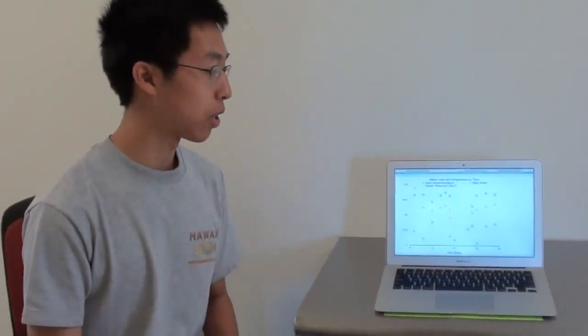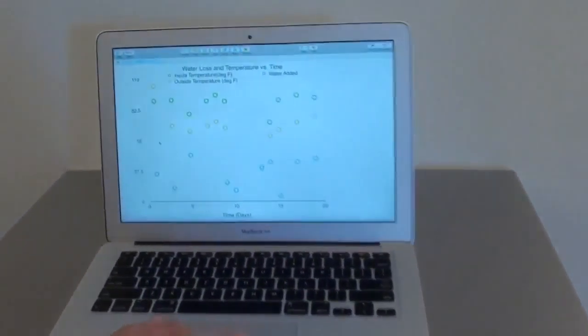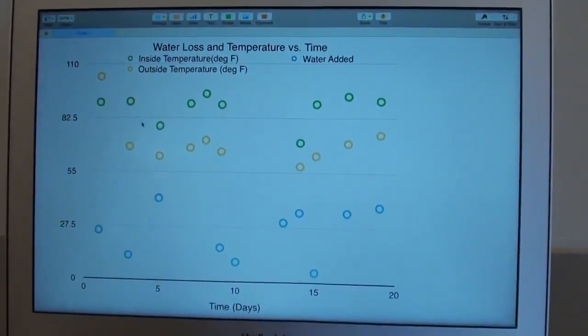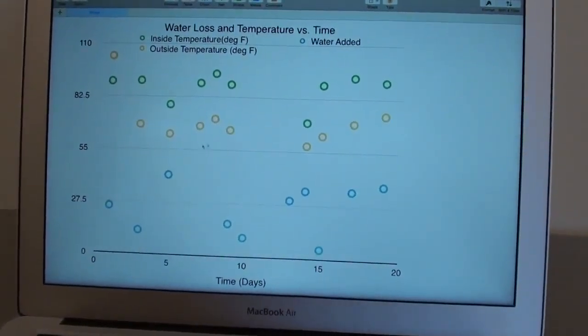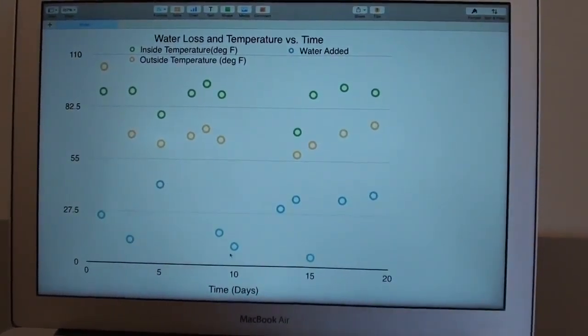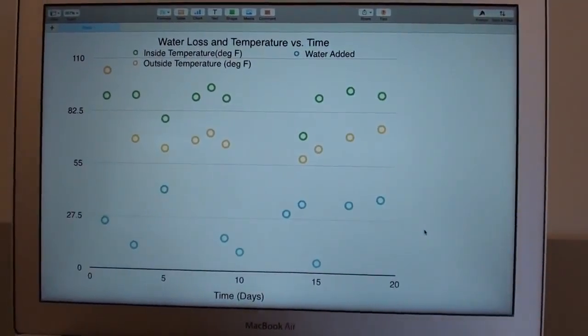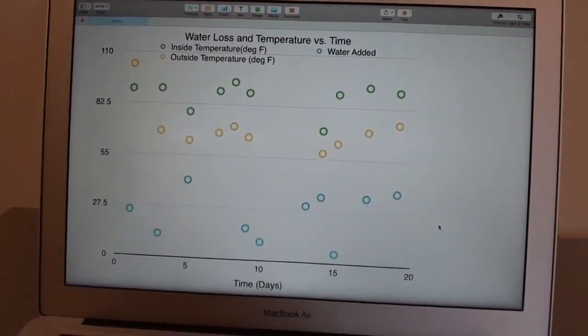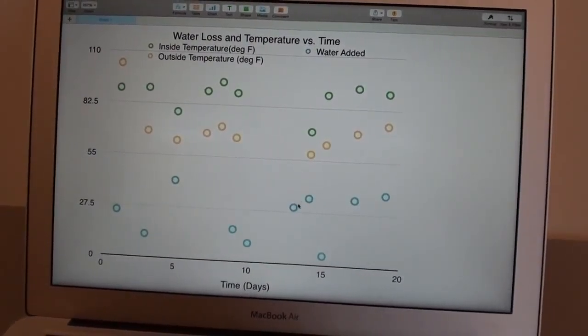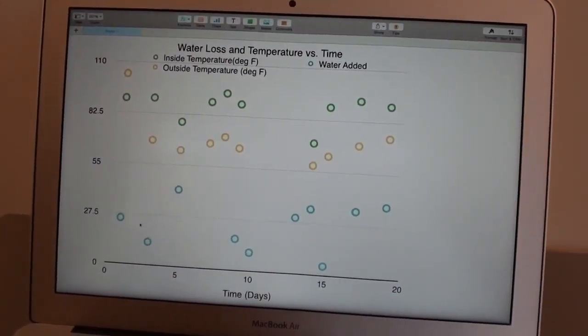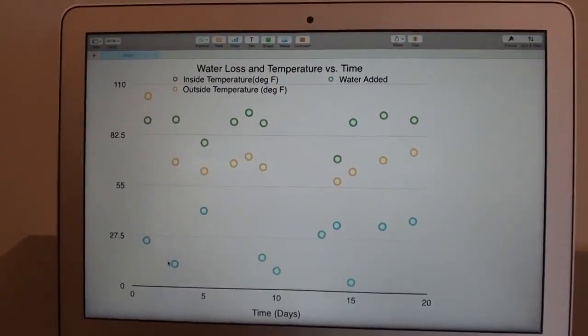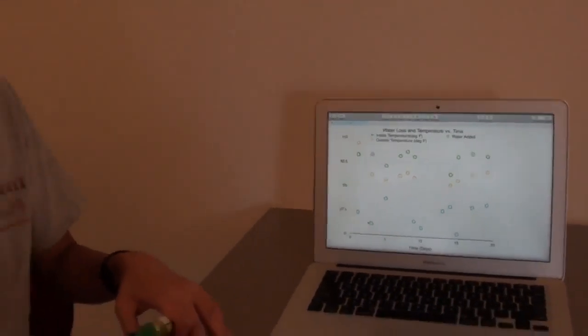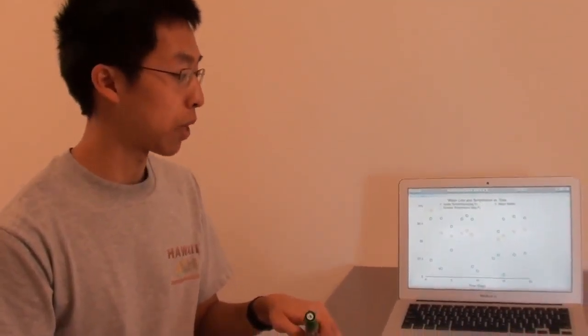So this is the actual data measurements that we got from the farm. We measured the temperature inside the greenhouse, which are these green dots, and the outside temperature, which are these yellow dots, and the amount of water that we added that day, which are these blue dots down here. As you can see, they're really all over the place. Part of the reason why the blue dots are all over the place is because we couldn't take consistent measurements of the water, because no one had time to go up there at the same exact time every day for 3 weeks because, you know, we have lives.